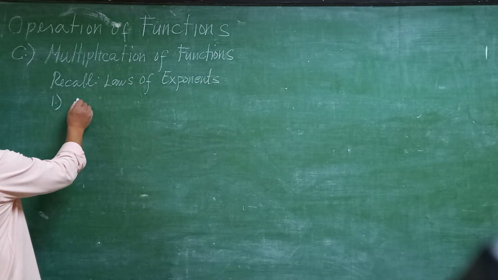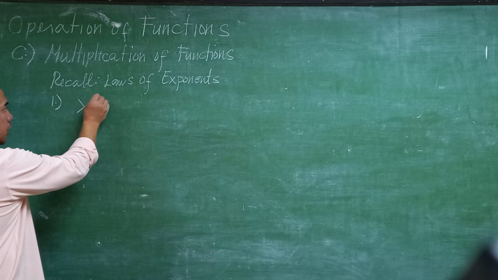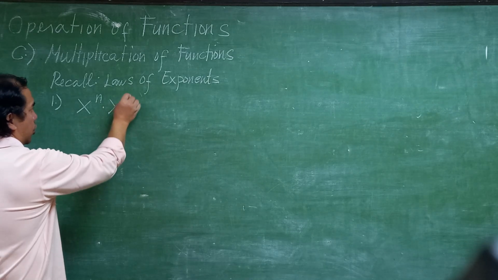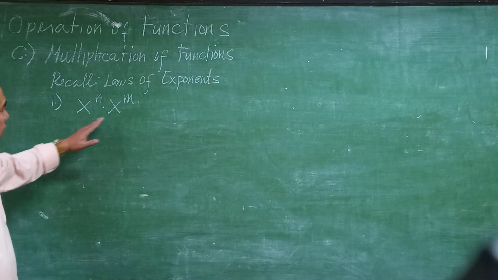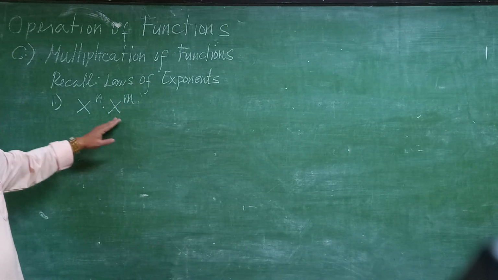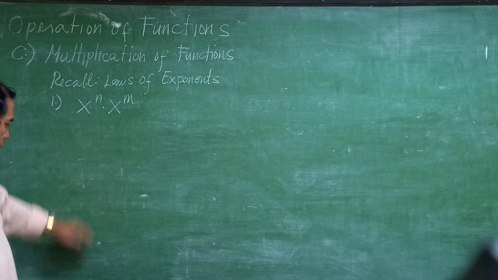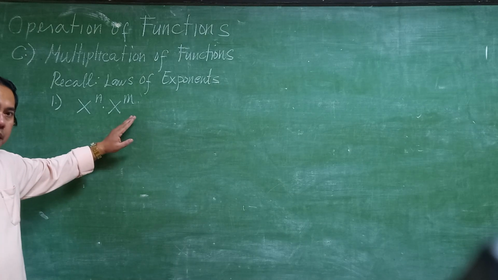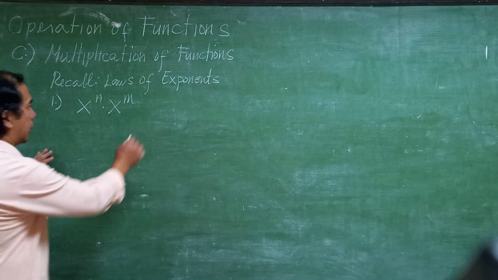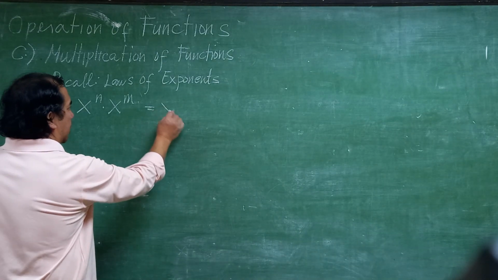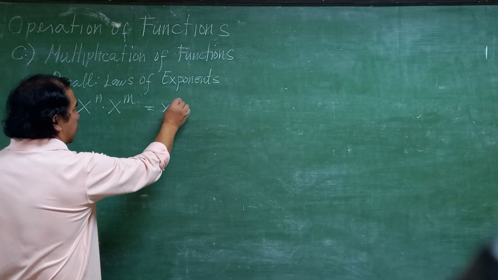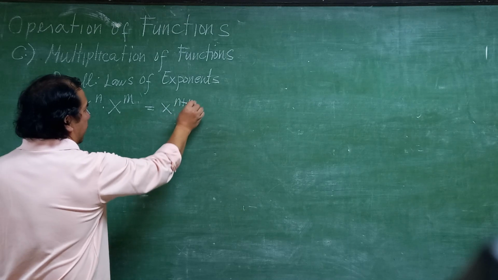Number one law is x raised to m multiplied by x raised to n. This is actually the product law of exponents. Notice that in the product law of exponents, when they have the same base, we just copy the base and add the exponents. So the result will be: copy the base, which is x, and then add the exponents, that is n plus m.